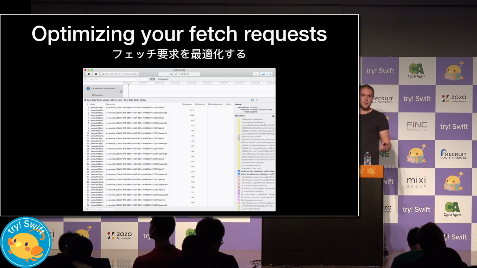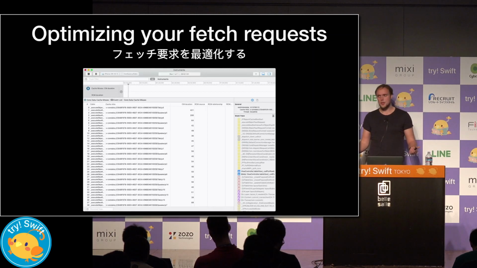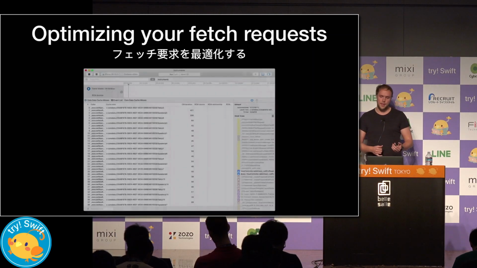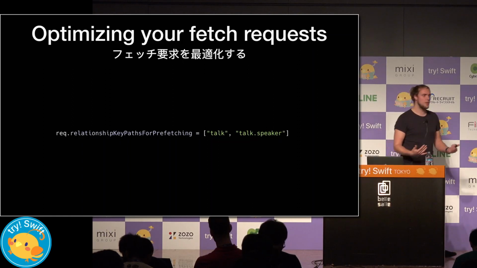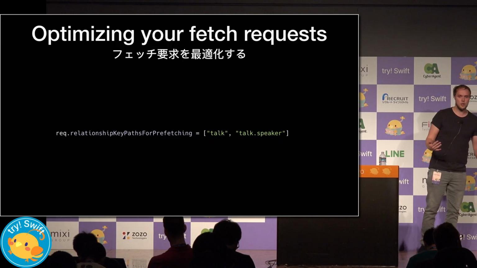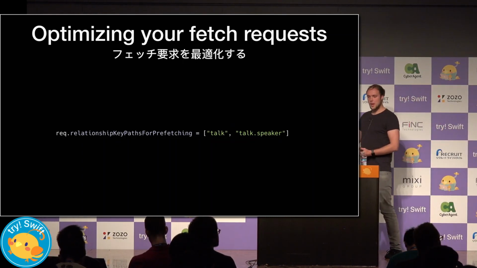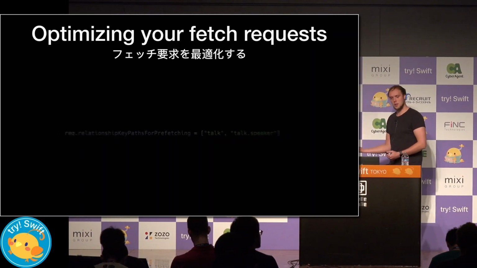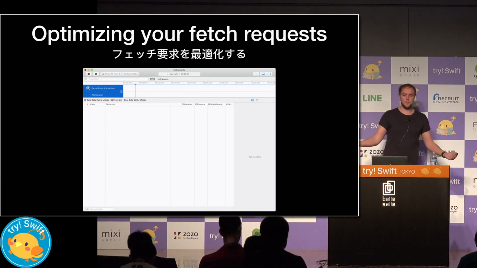So what can we do about this? Well, we can tell Core Data what we're going to do. Sometimes we know that a relationship is going to be traversed every time. If that's the case, you just tell Core Data to prefetch what you need. So in this case, tell Core Data to prefetch the talks and all the speakers for every talk. And if we run the same app through Instruments again, the cache misses are empty. They're gone.